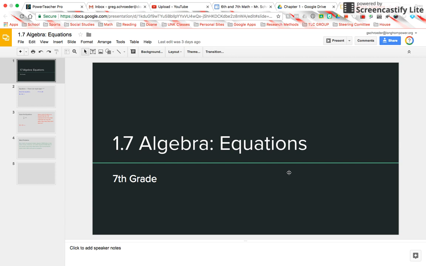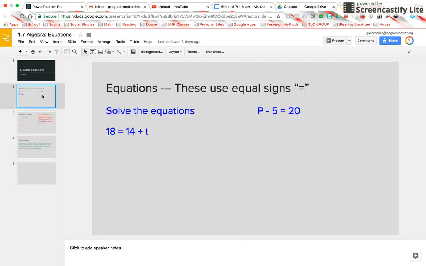All right, in the last lesson 1.6, we looked at expressions which don't have equal signs, and today we're going to look at equations which do have the equal signs. We'll still have variables, and again, variables are representations of things from the problem that we are trying to solve.